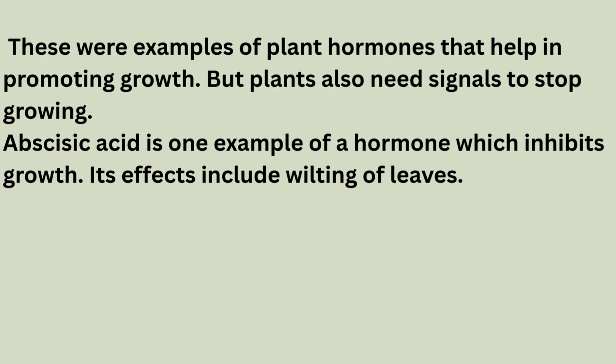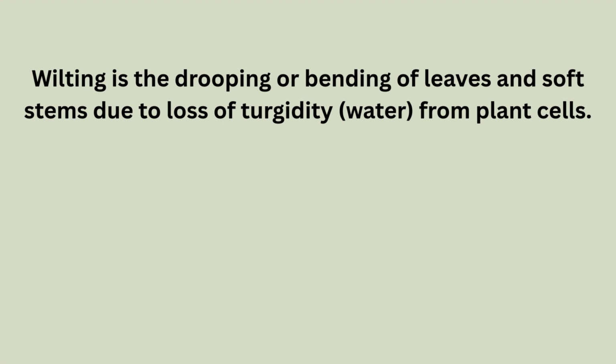But plants also need signals to stop growing. So, abscisic acid is one example of a hormone which inhibits growth. It affects, including the wilting of the leaves. This hormone helps to stop the growing in the plants. Now, what is wilting? Wilting is the drooping or the bending of the leaves and the soft stems due to the loss of turgidity or the water from the plant cells.